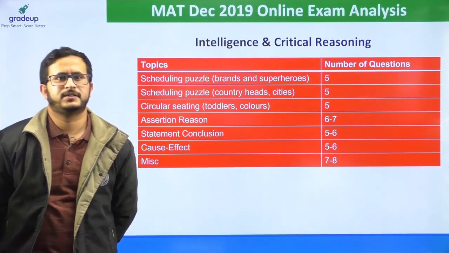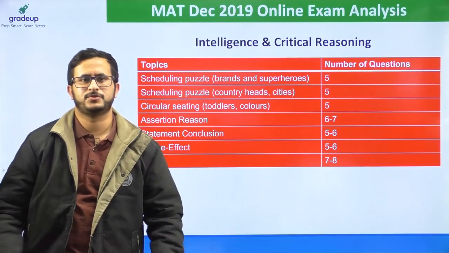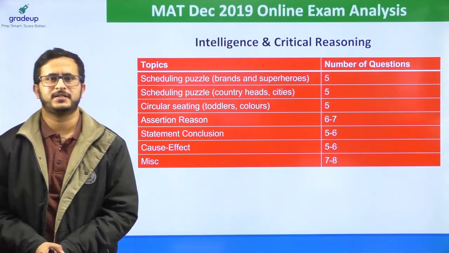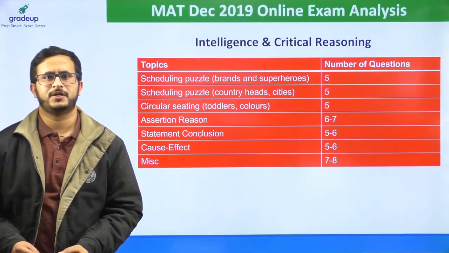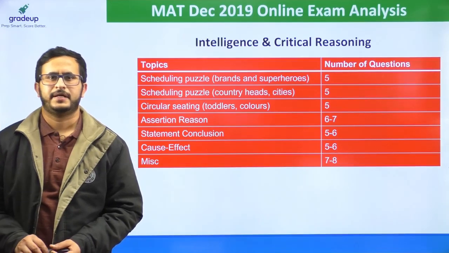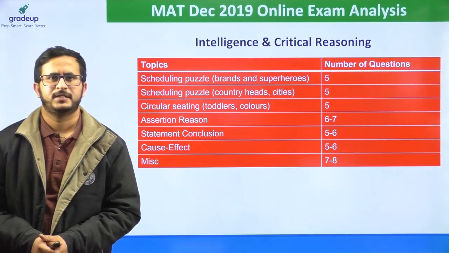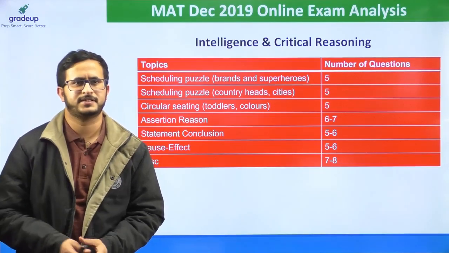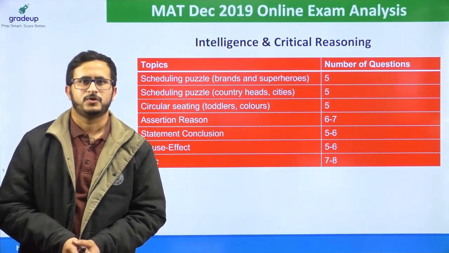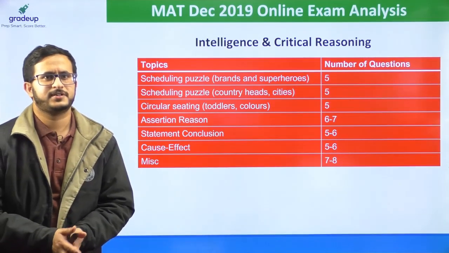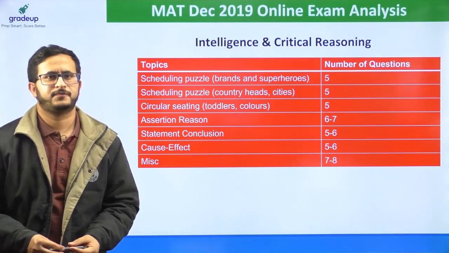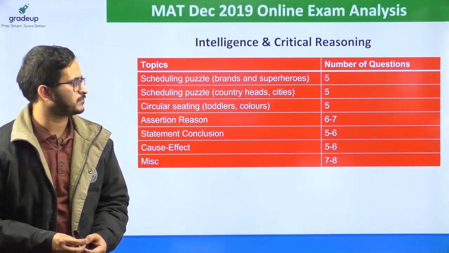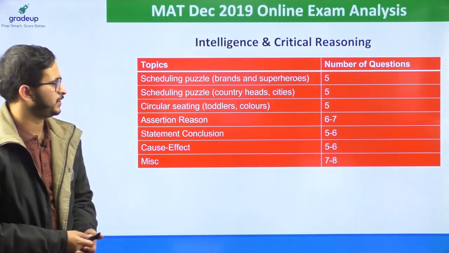And apart from that, there were some questions on critical reasoning. There were 3 categories of questions in critical reasoning: assertion reason, statement conclusion, and cause effect. Around 18 to 20 questions from that part. And then there were miscellaneous questions such as direction sense, blood relations, coding-decoding, etc. So all in all, the puzzles part was the easiest in this section. If one would have attempted those 3 puzzles, one could have easily solved those in lesser time as compared to the rest of the section.